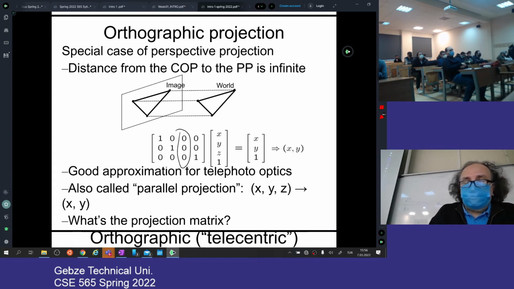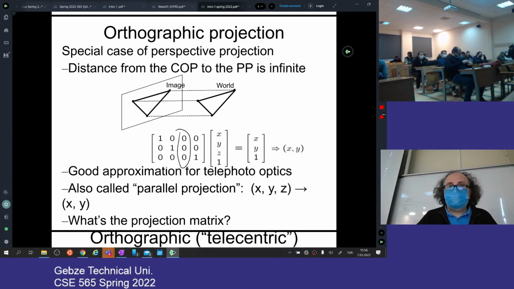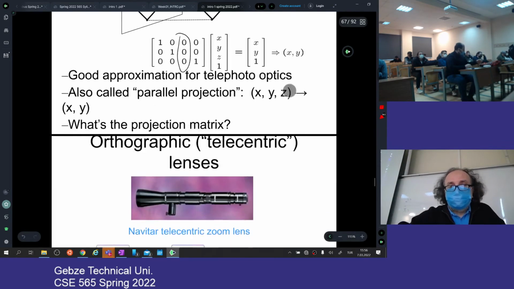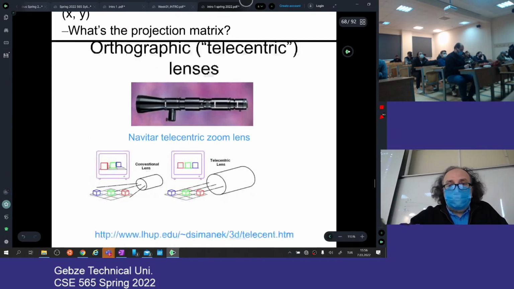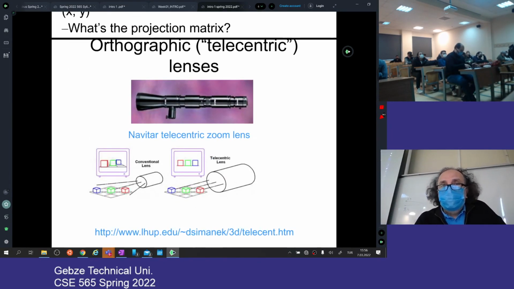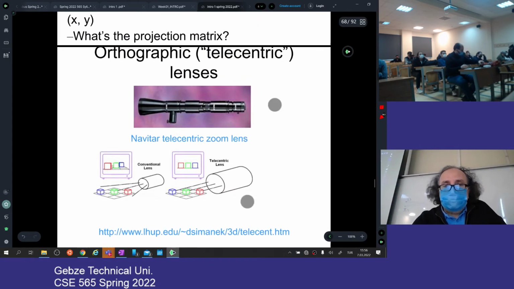So this projection is again possible in homogeneous coordinates. Orthographic projection is also something we can do with homogeneous coordinates. By the way, this kind of lens is available. It is called a telecentric lens.